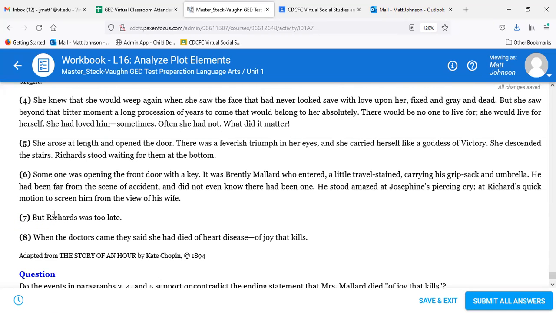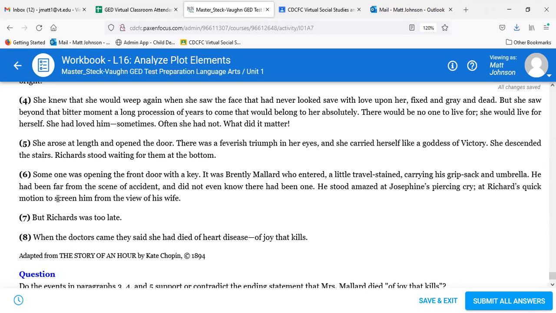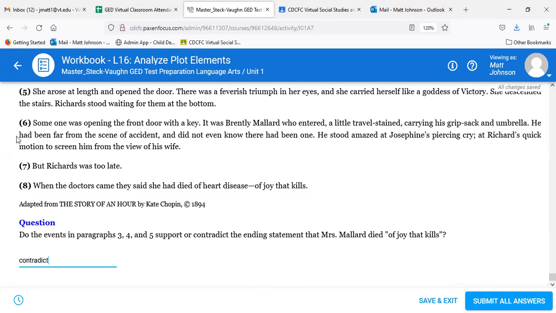So there's also irony in that, right? Which is another narrative device. Irony being something that happens in a strange way. She's looking forward to these years. She says she's free of this person, and then she herself dies. There's a bit of irony in that. So 14, contradict, right?